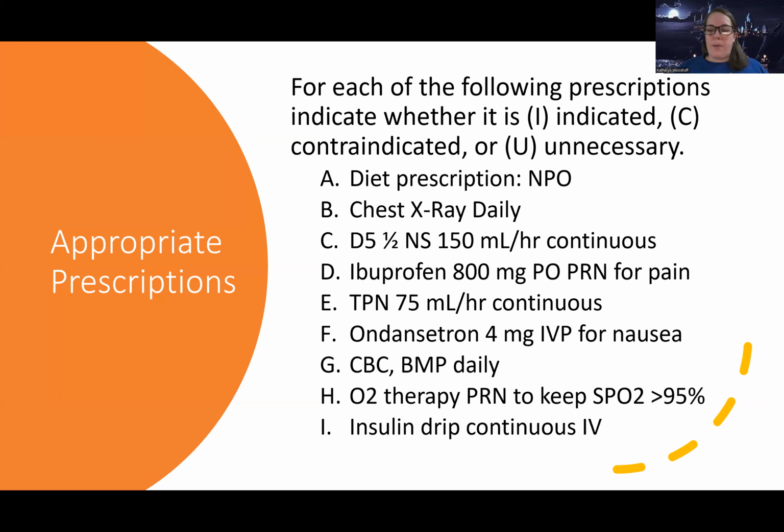O2 therapy, PRN to keep SpO2 above 95. So this is a good time to ask yourself, does this person have a potential oxygenation issue? And the answer is yes. Remember, they possibly could have those respiratory changes because of the movement of the pancreatic enzymes to the lungs and things like that, and just the systemic inflammation that can occur as a result of pancreatitis. And so this does seem like an appropriate order.